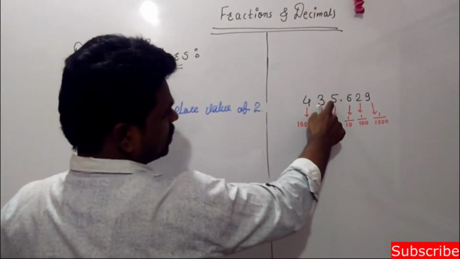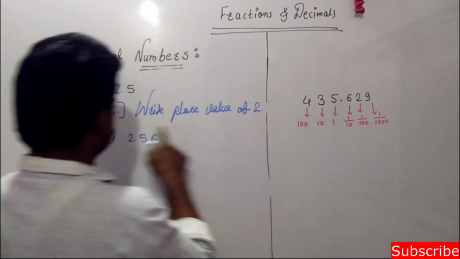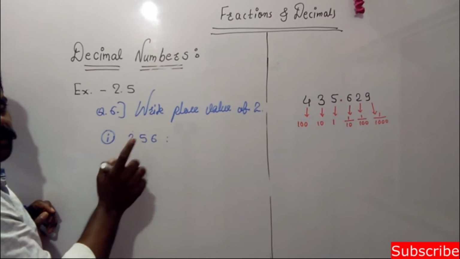If only one digit is there, then we will multiply it by 1. So 2 is there, so that means 2 into 1 is 2.